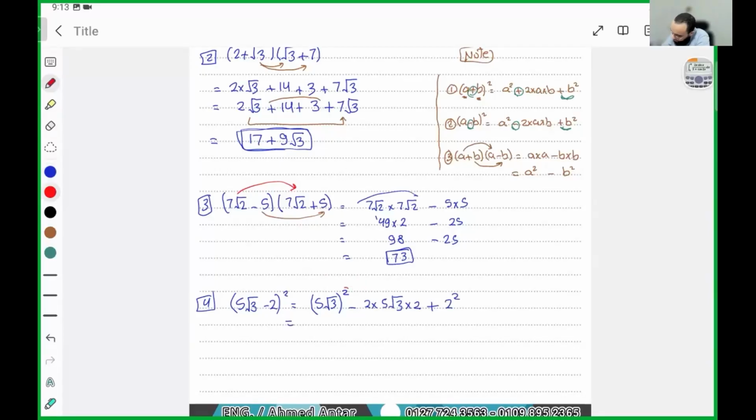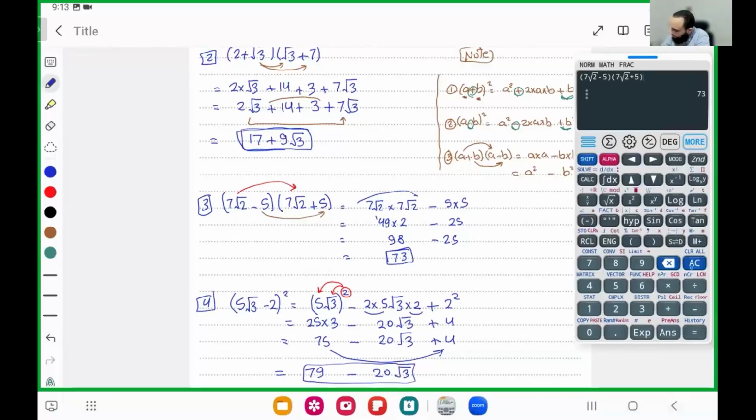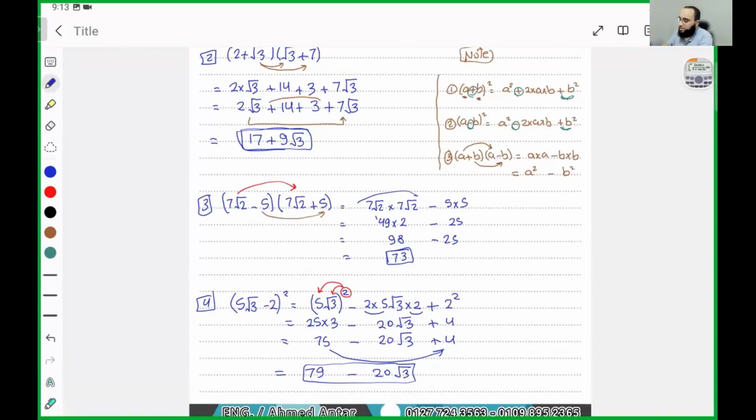The second power here, we can distribute it among the 5 and the root 3. Then it's 25 times 3. 5 power of 2, 25. Root 3 power of 2, 3, correct? Correct. Minus 2 times 5, 10 times 2, 20 root 3, plus 4, 75 plus 4, 79, and negative 20 root 3. This is the answer. Let's check the calculator: bracket 5 root 3 minus 2 close bracket all power of 2. Yep, that's correct.